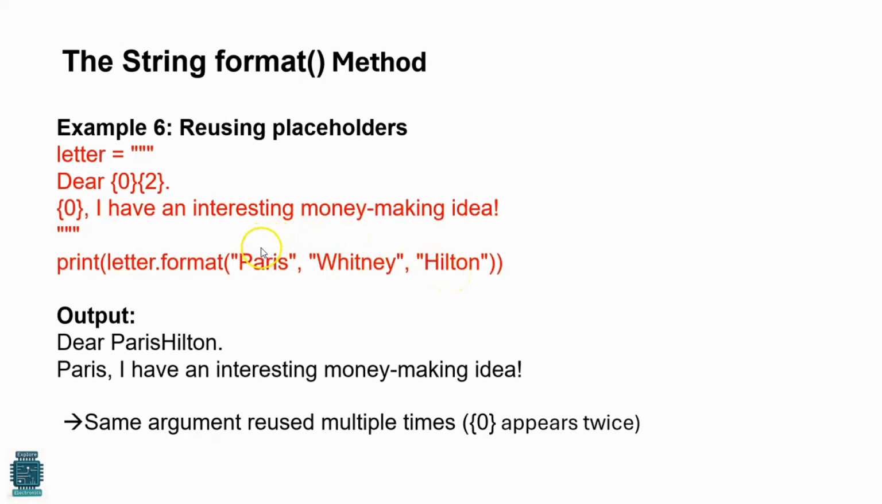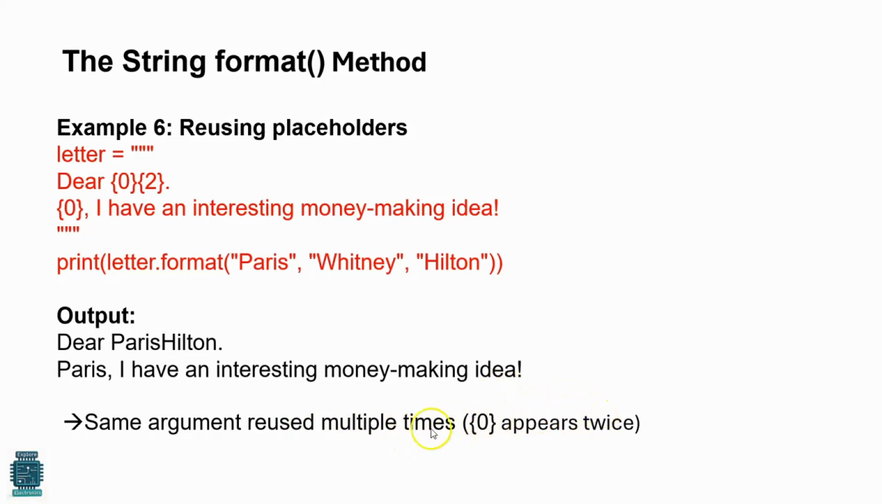Here this is the 0th position, first position and second position. Here in the starting, dear {0} and {2}, which is what I want. Dear 0th position is Paris and second position is Hilton. Paris, Hilton I have written here. Again I am taking 0, which means I have to go Paris. Paris, I have an interesting money making idea. Got it? This is how exactly we use the format method for reusing the placeholders. Here in this example, the same argument is reused multiple times. That is, 0th position appeared twice.